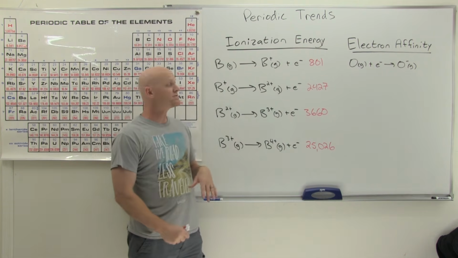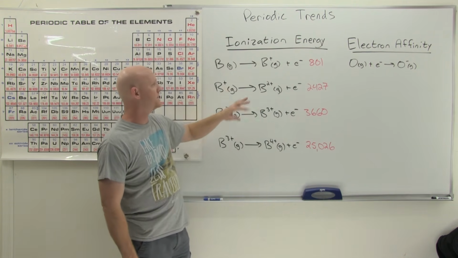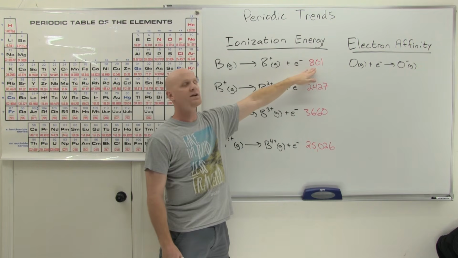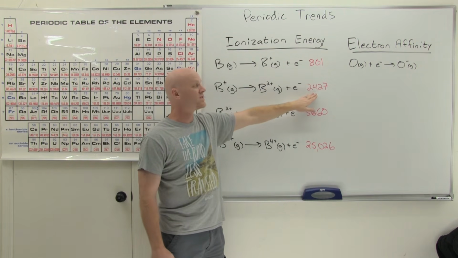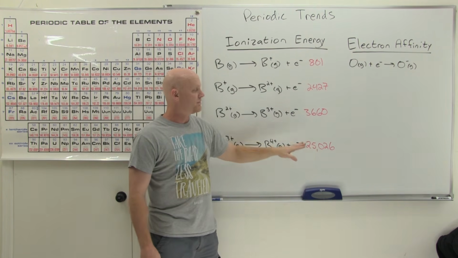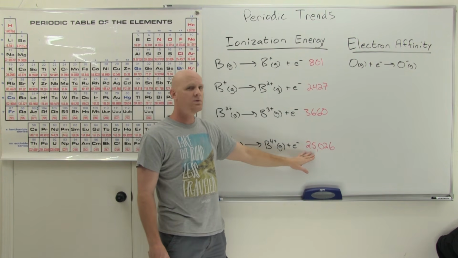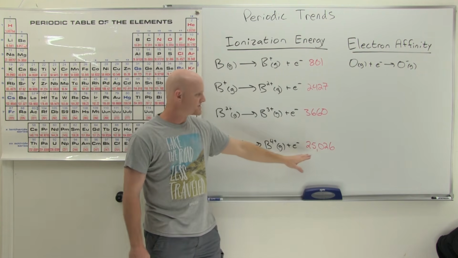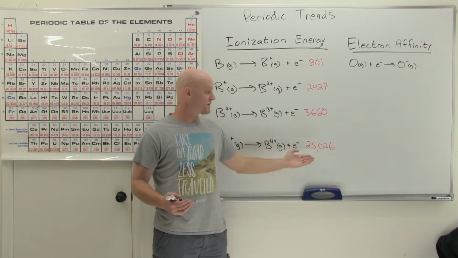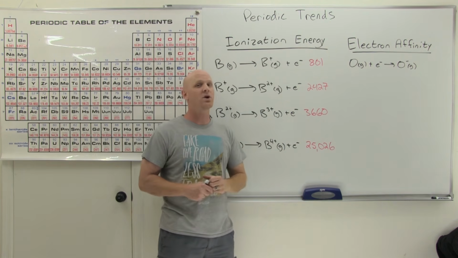Okay, so if we look at the first four ionization energies for boron, we see that every time you remove an electron, indeed, it does get more difficult. First electron is only going to cost you 801 kilojoules per mole. Second one, 2427. Third one, 3660. It is definitely getting more difficult. But the fourth one, all of a sudden, you get a huge increase in ionization energy. Jumps all the way up to 25,000 joules. What in the world? Oh, sorry, 25,000 kilojoules. What in the world is going on here?